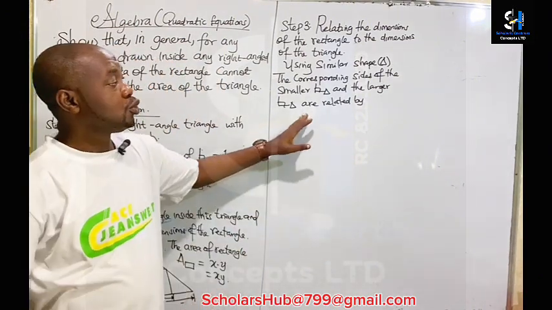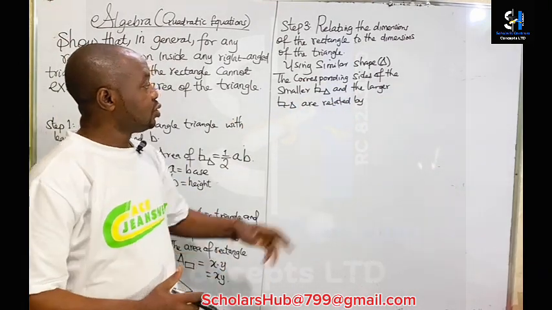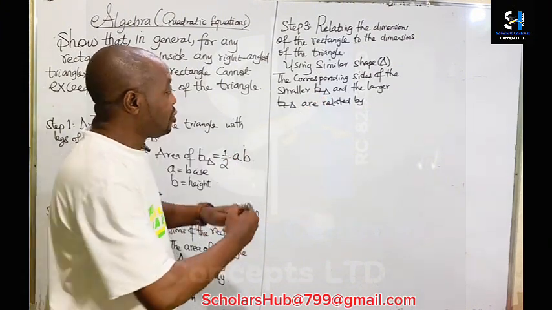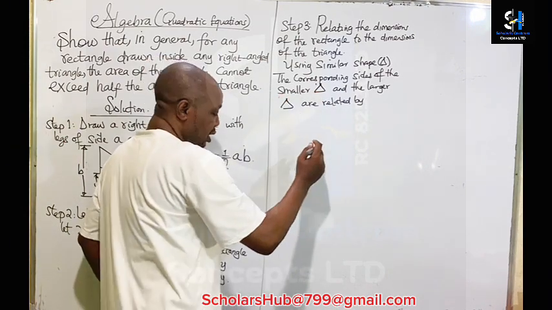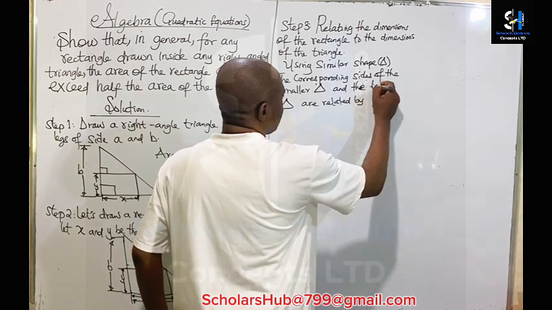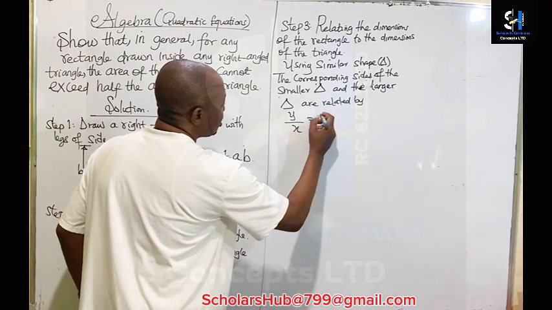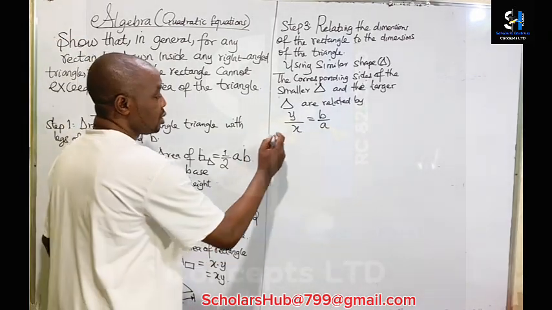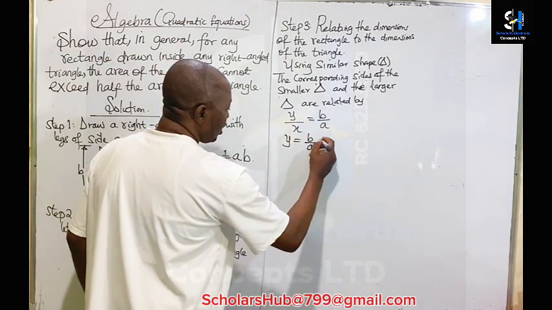All right, so we're going to use similar shapes. The similar shape is the triangle. Let me put it this way so that we don't get confused. The corresponding sides of the smaller triangle and the larger triangle are related by Y over X equals B over A. Now let's obtain the expression for Y from here. So Y equals B over A times X.